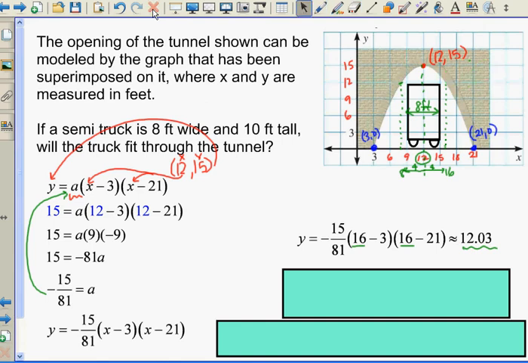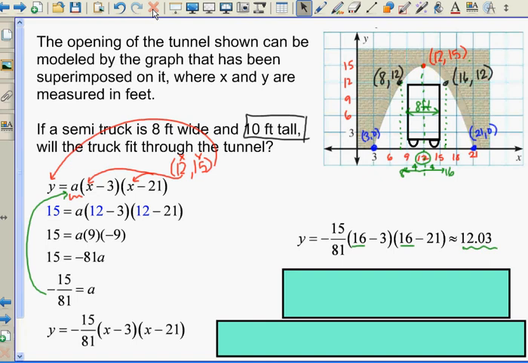So what we're finding is at these two spots in the tunnel, at 16, we are at about 12 feet, and at 8, we are at about 12 feet. So luckily, the tunnel is higher than our 10-foot tall truck. So our truck will fit under this tunnel.